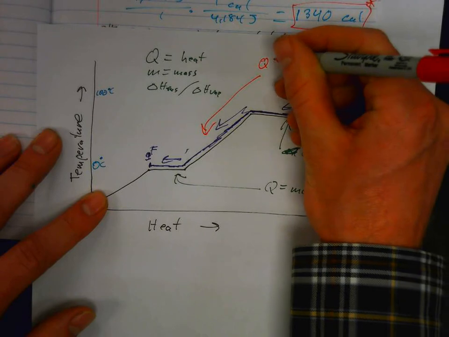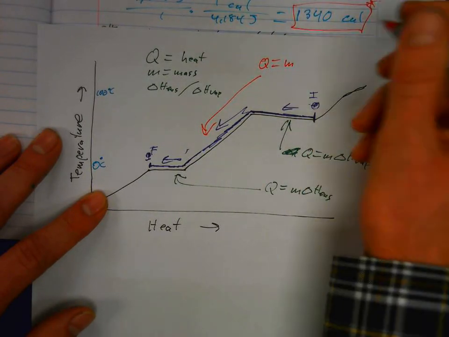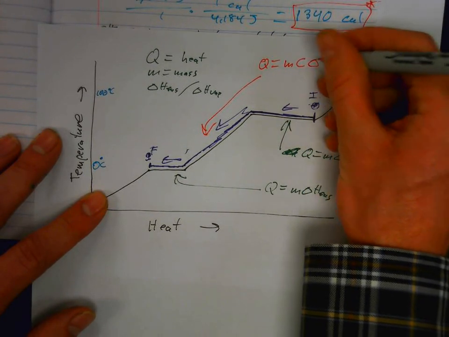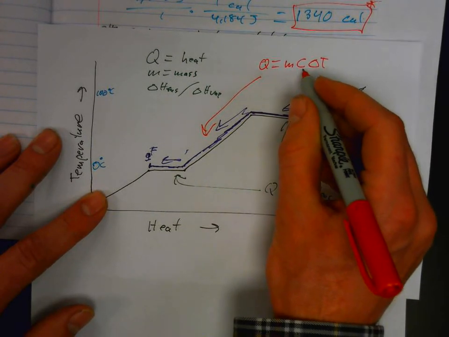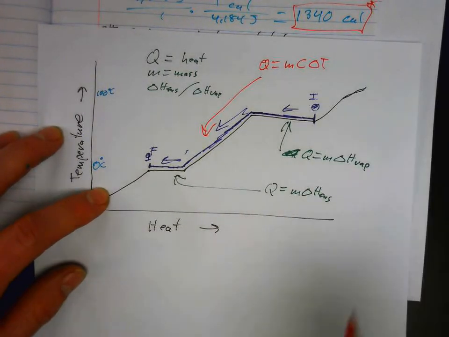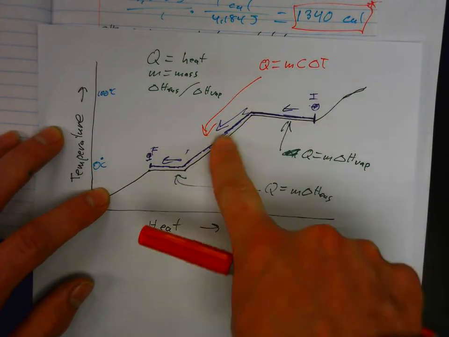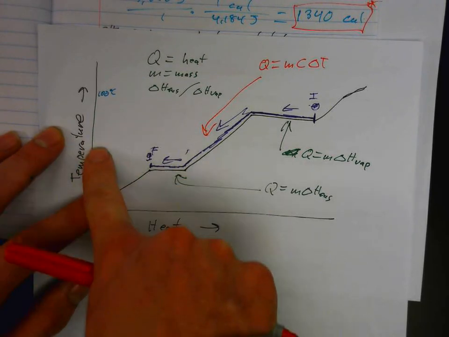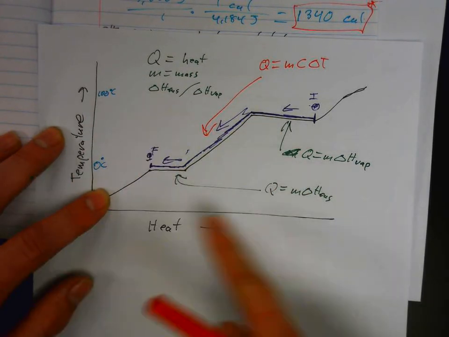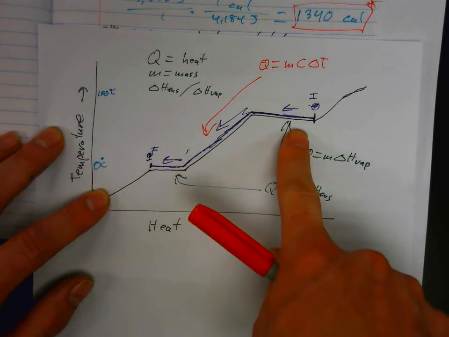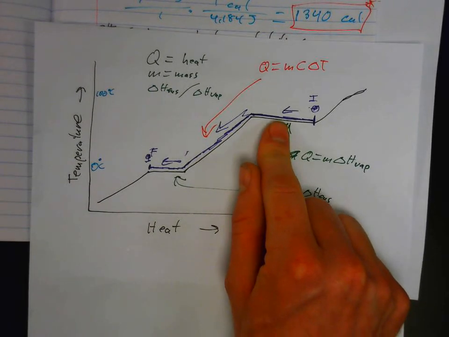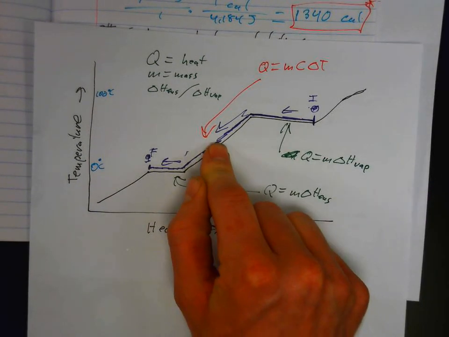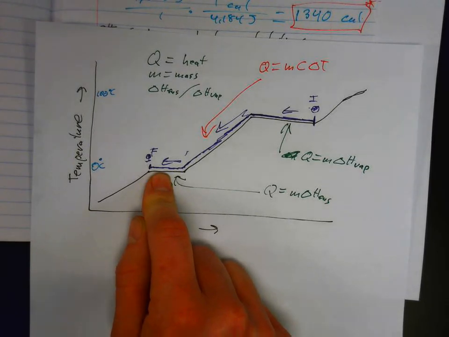Q, the heat, is the mass times the specific heat times the change in temperature. Notice that this equation has a place for the change in temperature because temperature changes at this point. Temperature does not change at these other points, so there is no place to factor in the change in temperature. So basically we're going to have to find the heat at this point, then we'll add that to the heat at this point, and then we'll add that to the heat at this point.